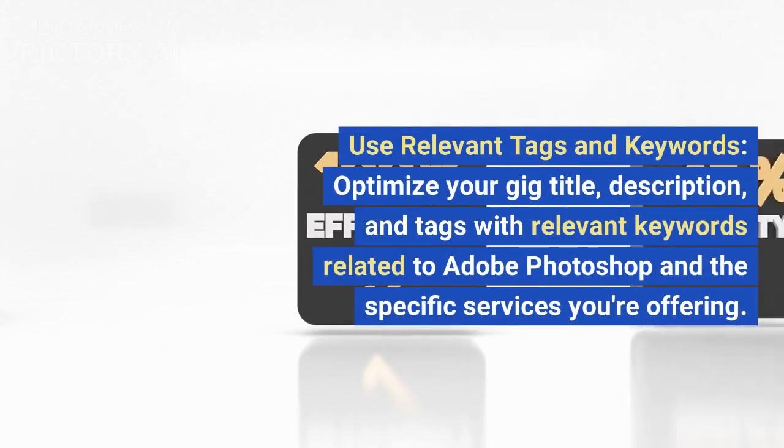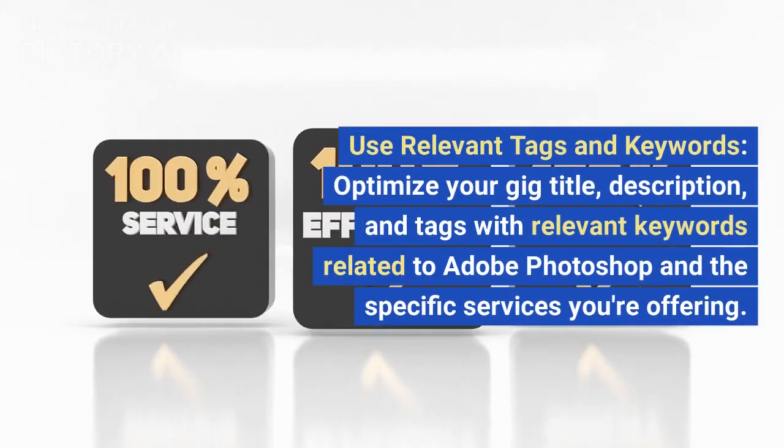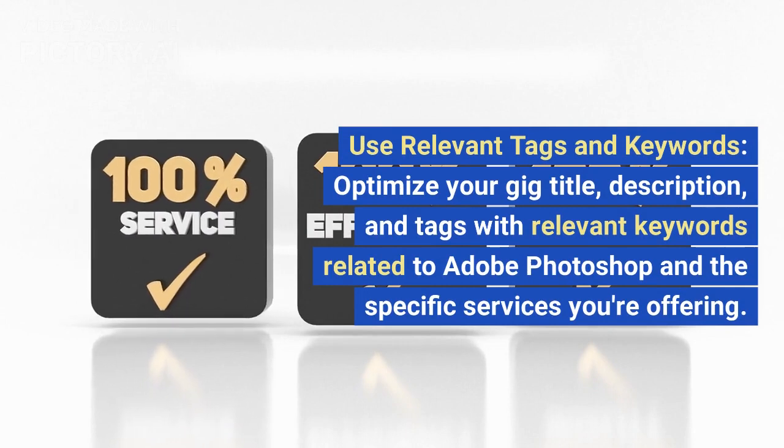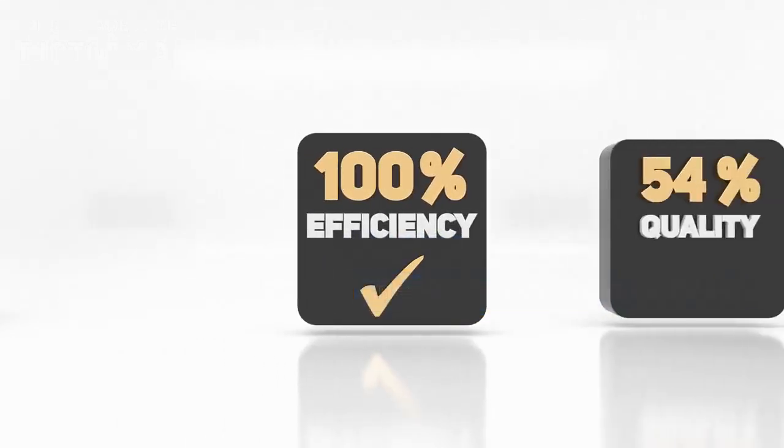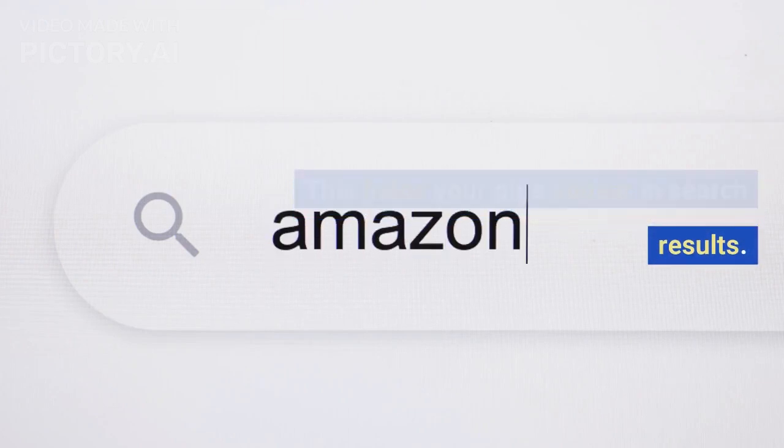Use relevant tags and keywords. Optimize your gig title, description, and tags with relevant keywords related to Adobe Photoshop and the specific services you're offering. This helps your gigs appear in search results.